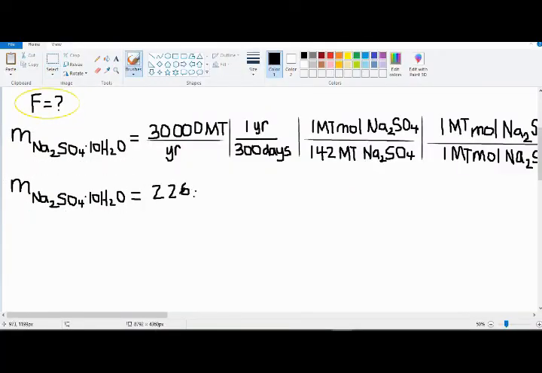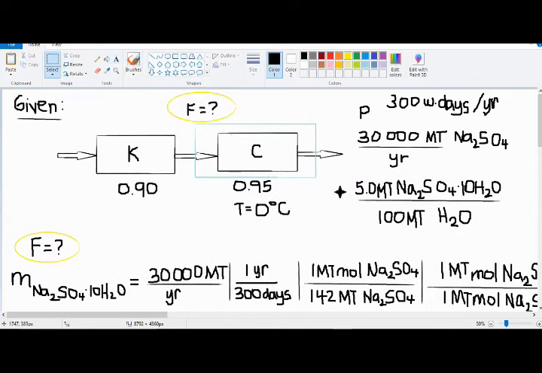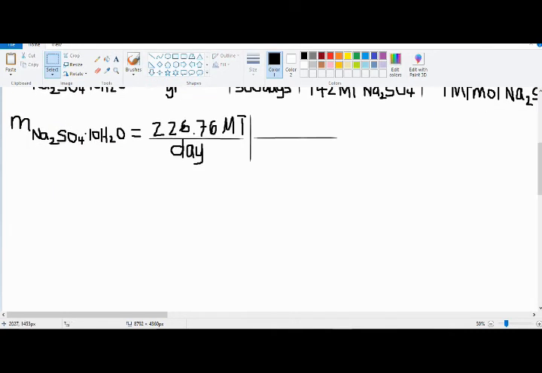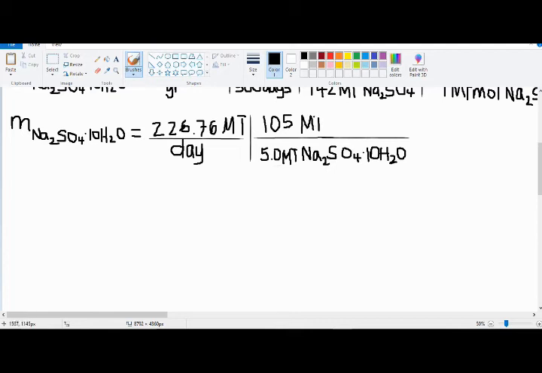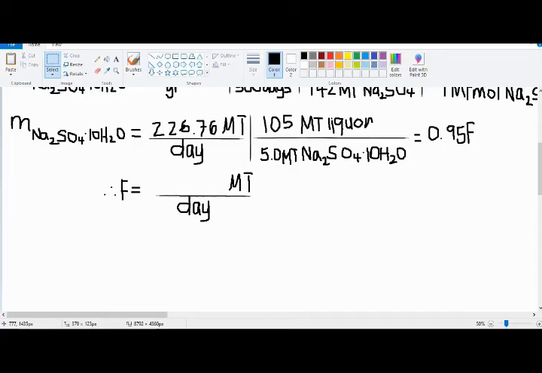Now that we have the mass of Glauber salt fed per day, we go back and use the solubility, in which the liquor solubility is the sum of the two, of the salt and the water. And then we must take note that the crystallizer has only a yield of 95%, which means it is only 95% of the feed. So we have to divide it by 0.95 to get the mass of liquor fed to the crystallizer, which is 5,012.60 metric tons per day. Problem solved.